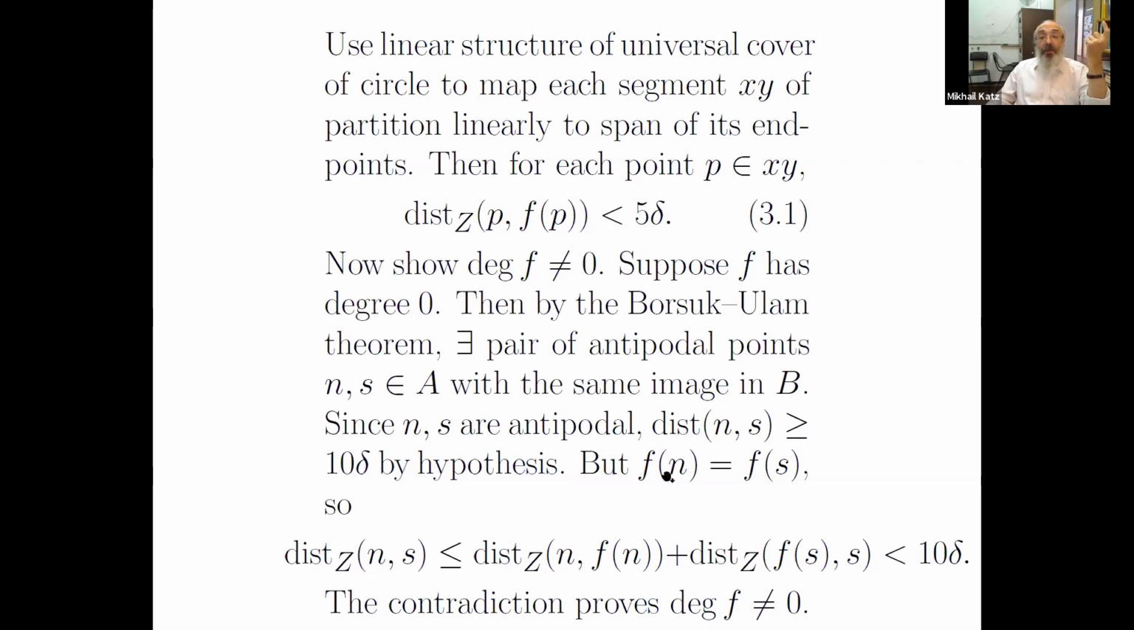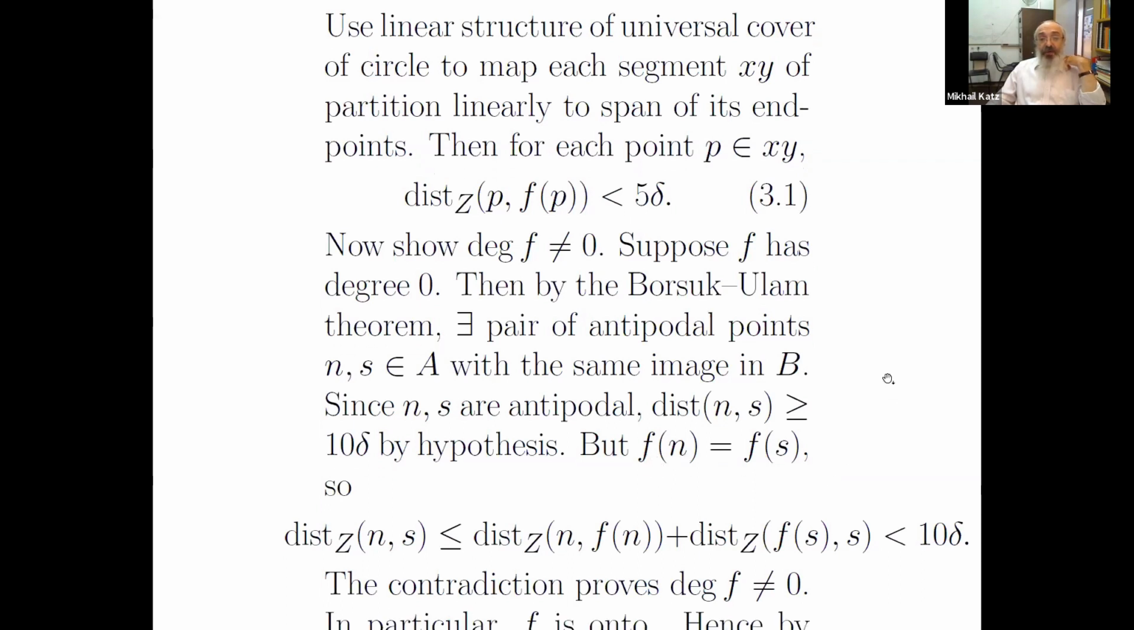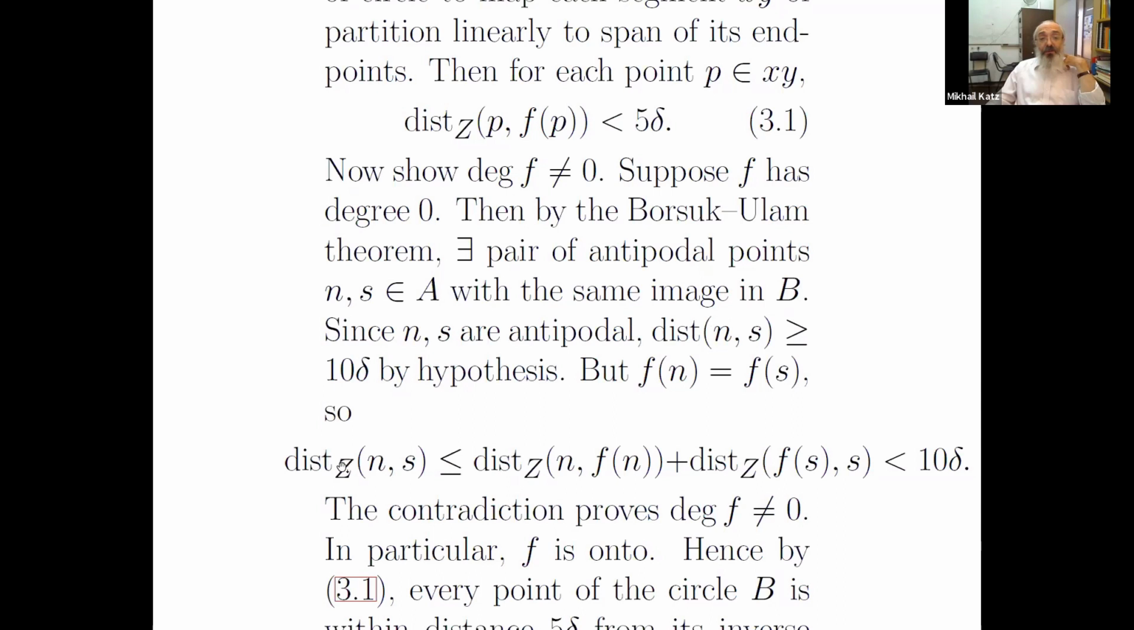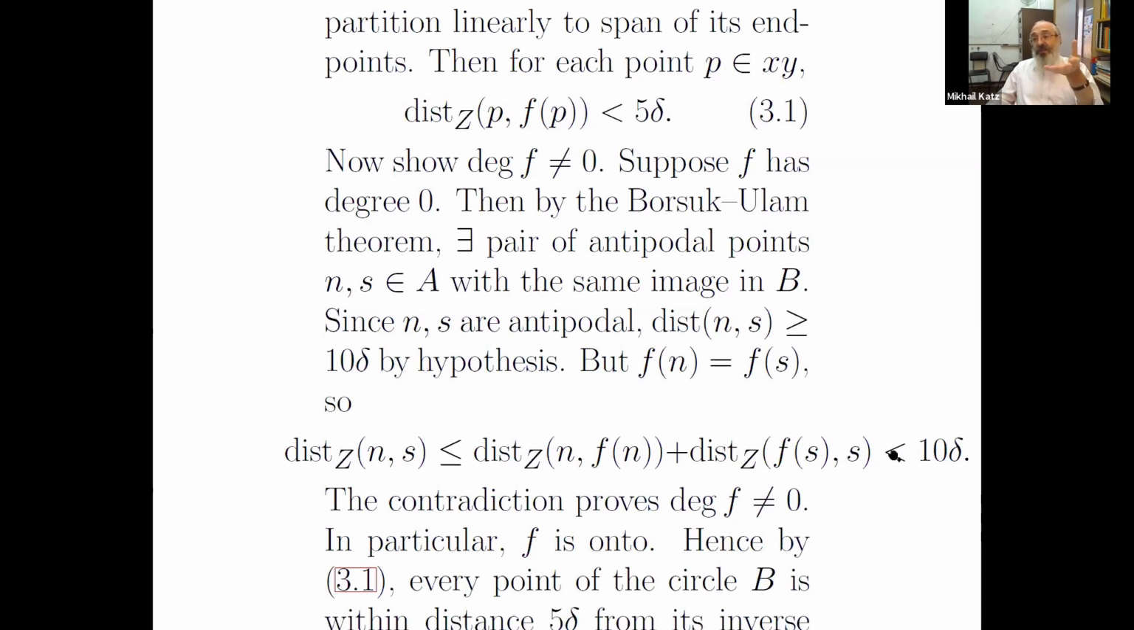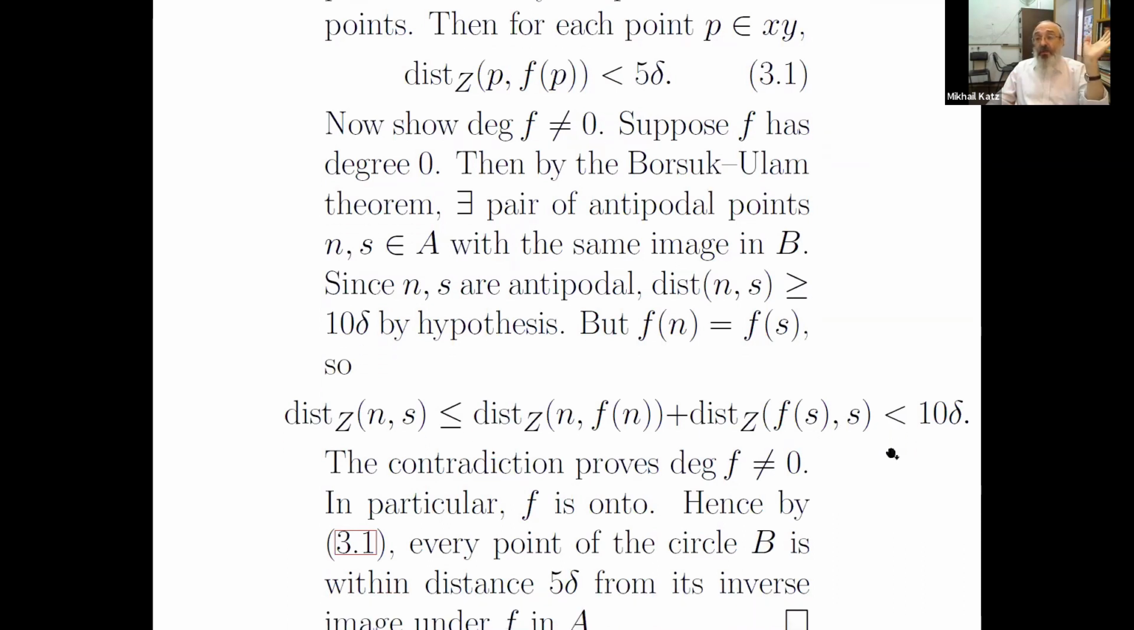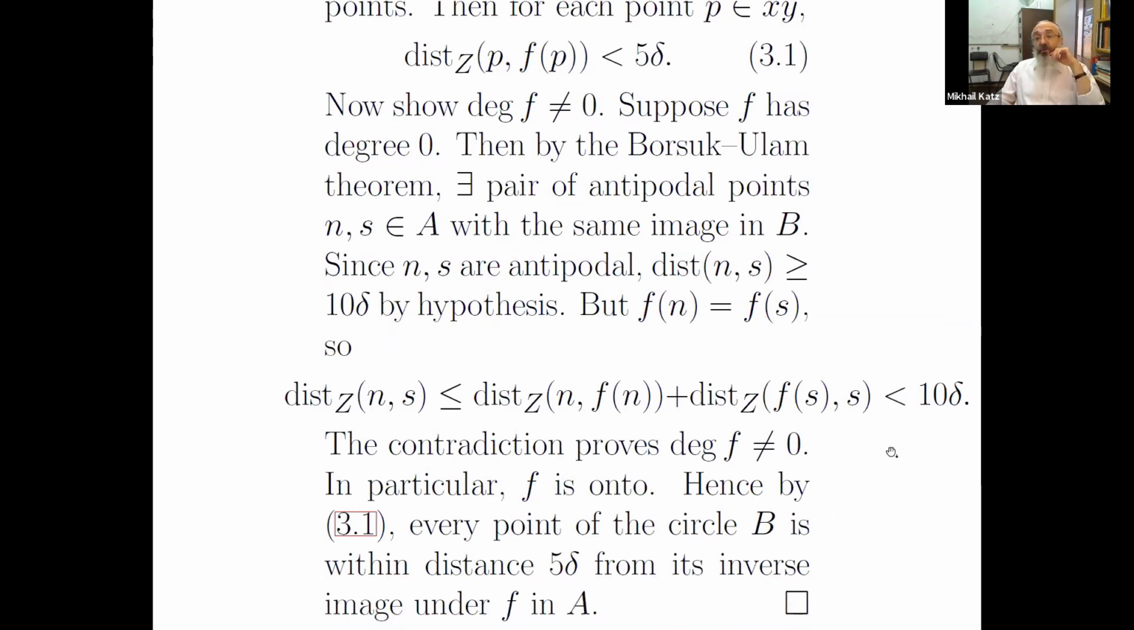But on the other hand, by Borsuk-Ulam, f of n is equal to f of s, and therefore again by the triangle inequality, the distance in the ambient space Z between n and s is at most the distance from n to f of n, and from there to s. So it's less than 10 delta. That's a contradiction. The contradiction proves that the degree of the function cannot be 0.